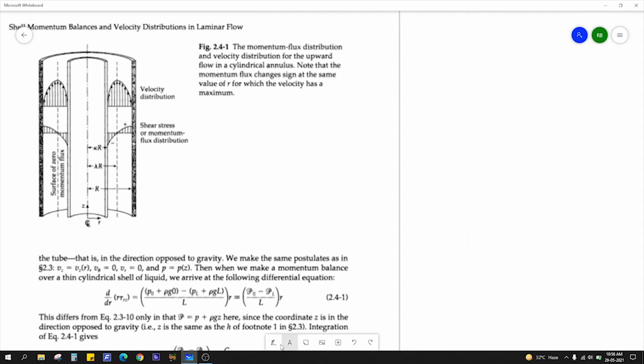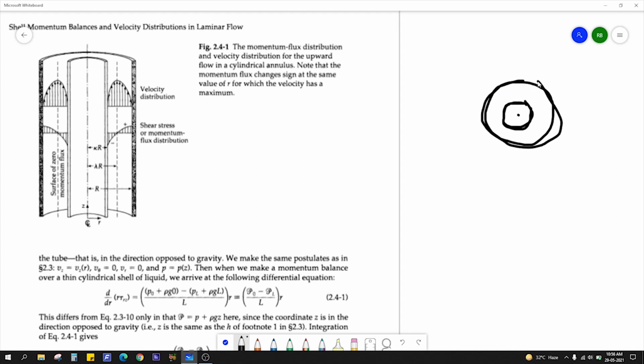If you don't know what is the annulus, if you have two pipes, coaxial pipes, the axis is same. This is the top view, so this is the inner pipe, this is the outer pipe. Fluid is flowing through this region. Earlier fluid was flowing through a single pipe. Now we have two pipes, and fluid is flowing in this region. This is called annulus.